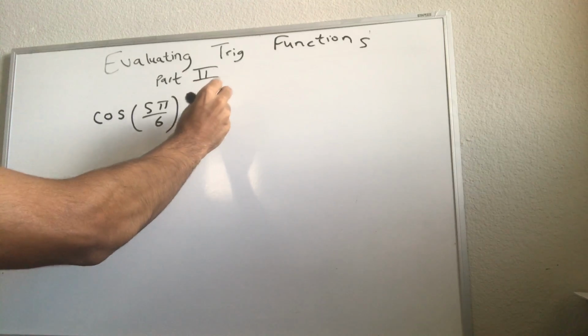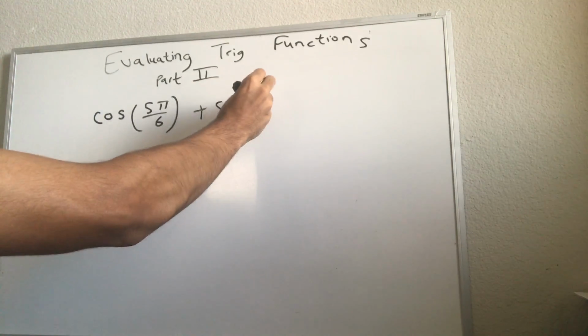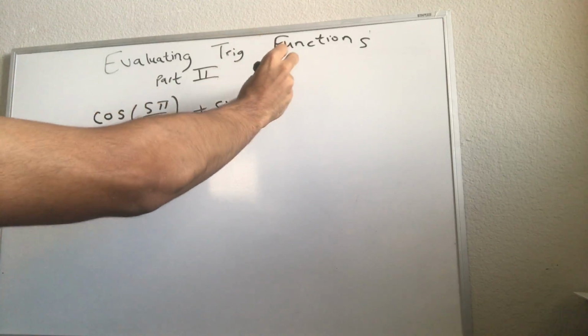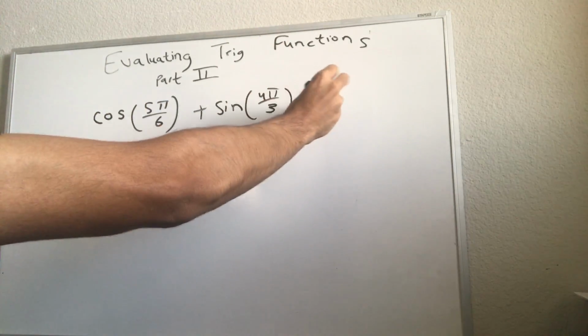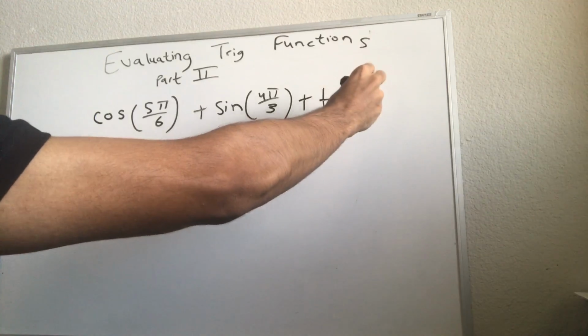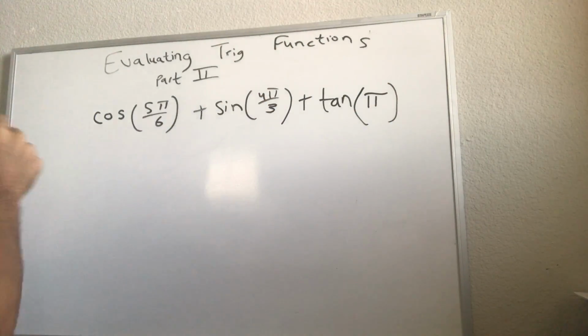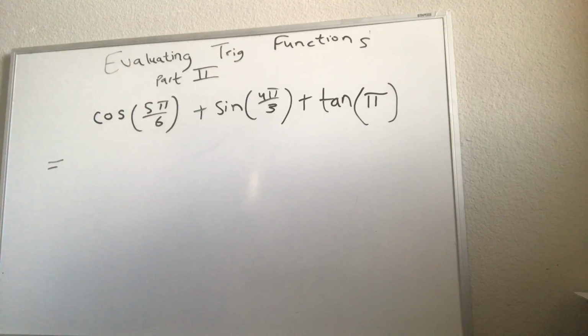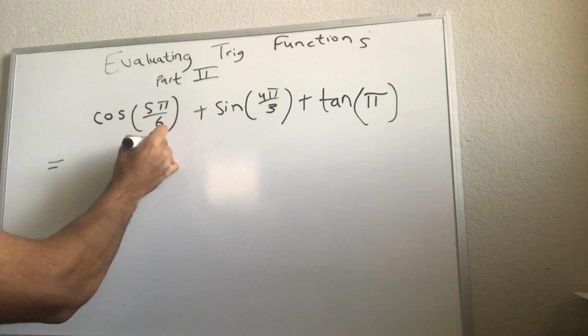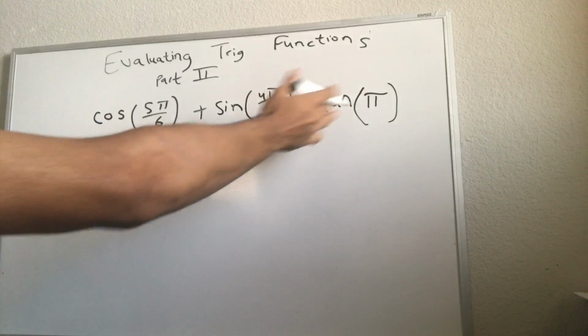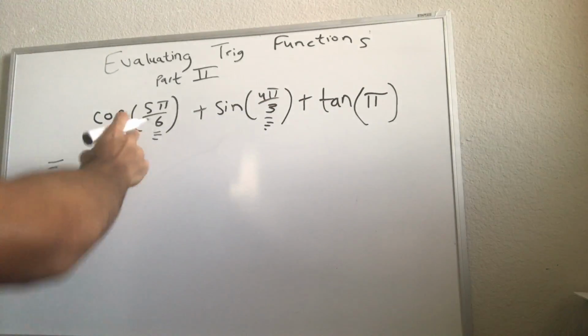plus sine of 4 pi over 3 plus tangent of pi. So if we look at this really, we always should think about the reference angle really. So here we know the reference angle is pi over 6, here being pi over 3, and obviously this is just pi. So those are the reference angles.